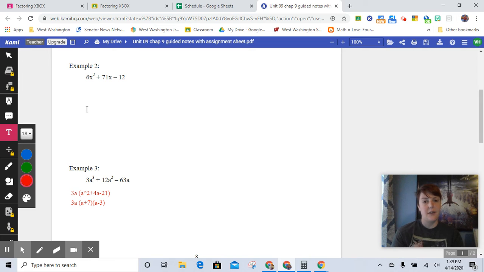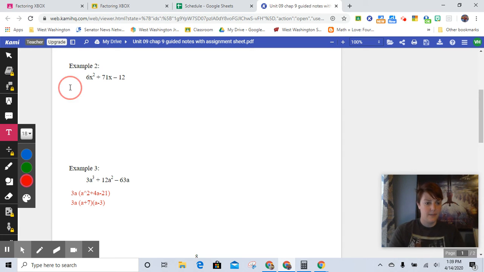Okay, so here we go. 6, 71, and 12. I've already checked. 71 is not divisible by 3, which means it's also not divisible by 6. So this is pretty much as far as we have to go before we factor it. So we're going to go 6 times negative 12, which is negative 72. What 2 numbers multiply to be negative 72 and add up to be 71? Well, that's easy, isn't it? They're off by 1, so this is going to be 72 times negative 1.